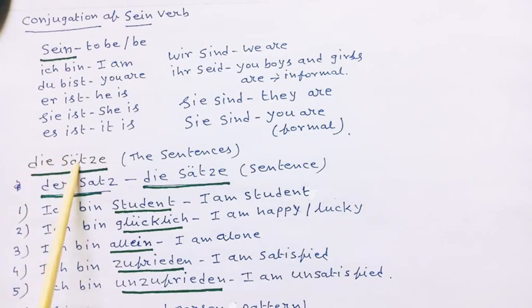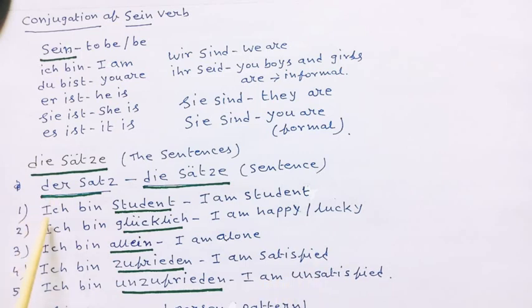Now, die Sätze, the sentences. Der Satz is singular, the sentence; die Sätze, the sentences. Ich bin Student, ich bin, I am. Ich bin Student, I am a student. Ich bin glücklich, I am happy or lucky. Ich bin allein, I am alone. Ich bin zufrieden, I am satisfied. Ich bin unzufrieden, I am unsatisfied.